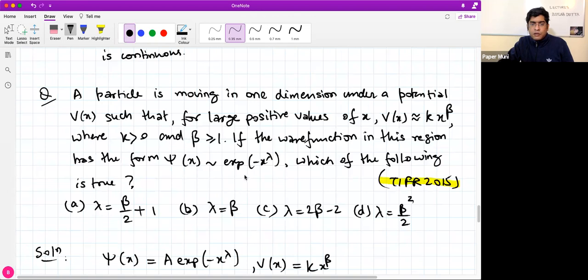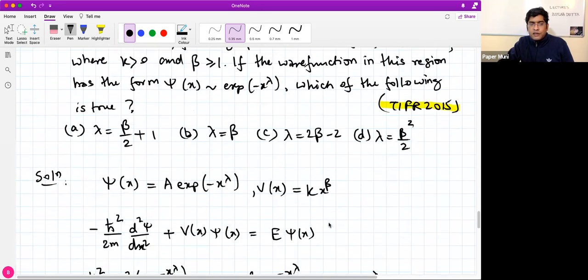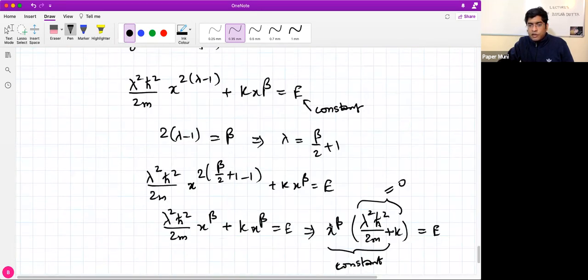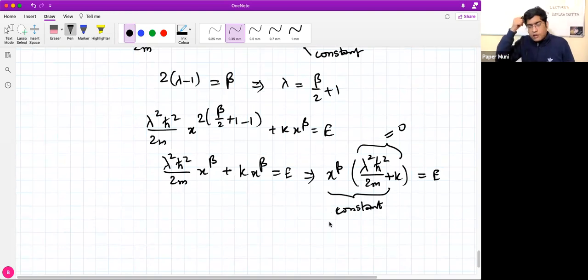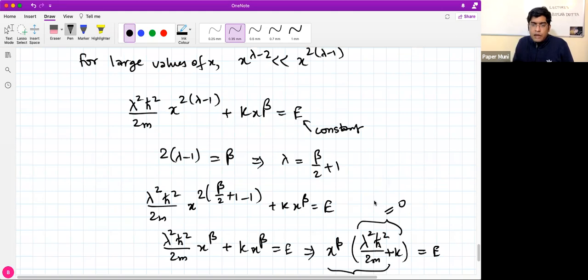There is no mention of lambda here. What is required is that k is positive. So we can choose a lambda in such a way that we will get this to be 0, and if we get this term to be 0, we can make this whole thing constant. So that solves our problem. The answer to this question is that lambda is equal to beta by 2 plus 1.